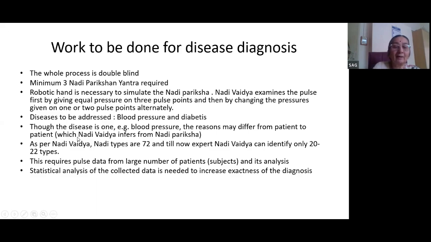Though the disease is one, like blood pressure, the reasons may differ from patient to patient, and we first need a Nadi Vaidya for the Nadi Pariksha, but we need to translate that Nadi Pariksha into objective pulse parameters. As I was telling, there are 72 types of nadis, and Nadi Vaidya experts till now could diagnose only 20 to 22 types. So this requires pulse data from a large number of patients, large groups with similar diagnosis by the Nadi Vaidya, and its analysis.